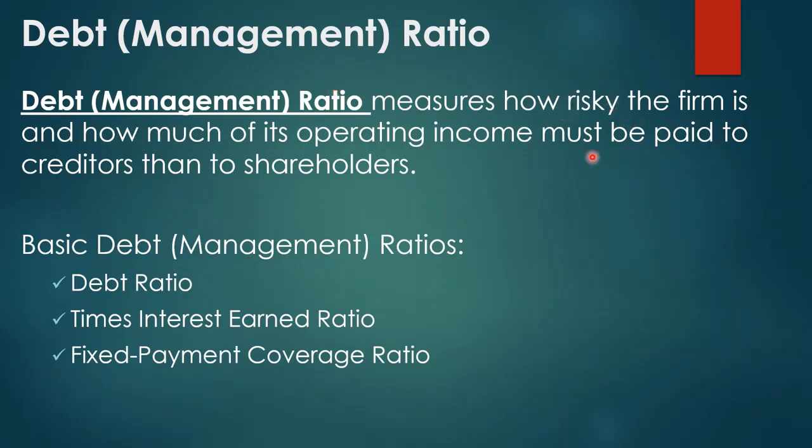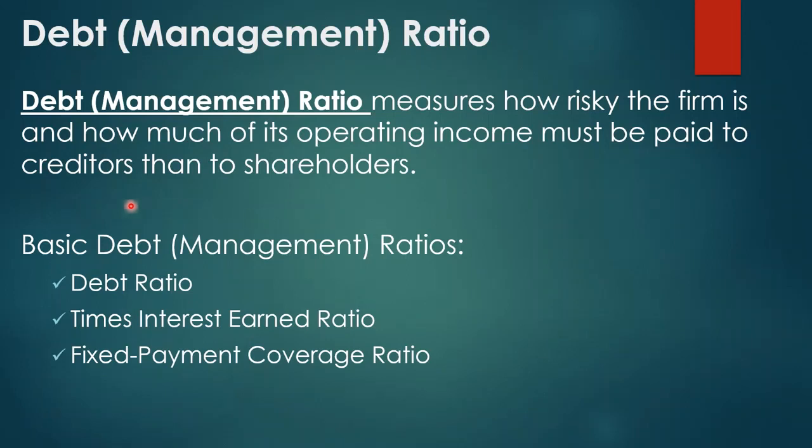Pero pag nakita mo na halos walang capability or mababa yung capability ng firm to pay its debt, mataas yung risk nito. And pinapakita rin ng debt management ratio, out of that operating income ng company, how much yung babayaran mo sa creditors as opposed to shareholders. Kasi, as you know, ang priority ng pagbayad is to the creditors. Sila yung priority na kailangan mong bayaran. Kapag nabayaran mo na sila, doon mo palang bibigyan ng dividend or ng kita yung mga shareholders.